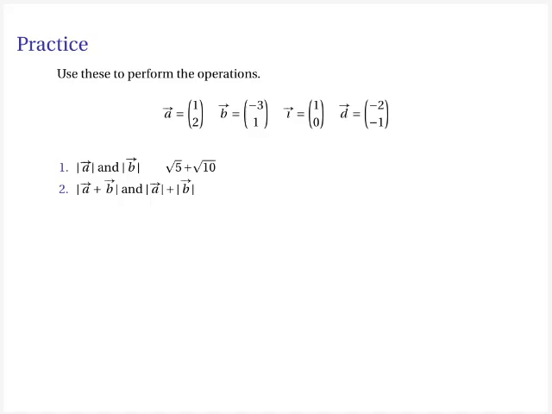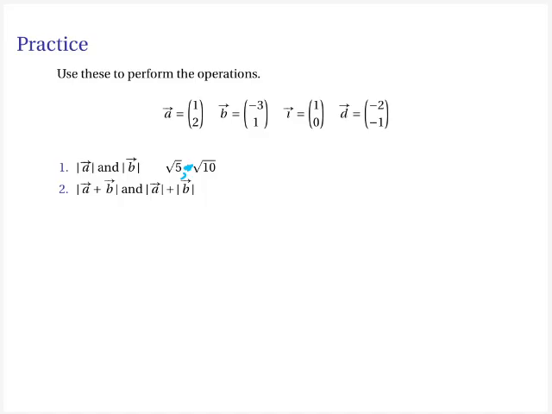Great. So the square root of, oops, I said plus, I meant to say comma. Forgive me. The square root of 1 squared plus 2 squared is the square root of 1 plus 4, so the square root of 5. And for b, the square root of minus 3 squared and 1 squared, so that's 9 and 1 makes 10.